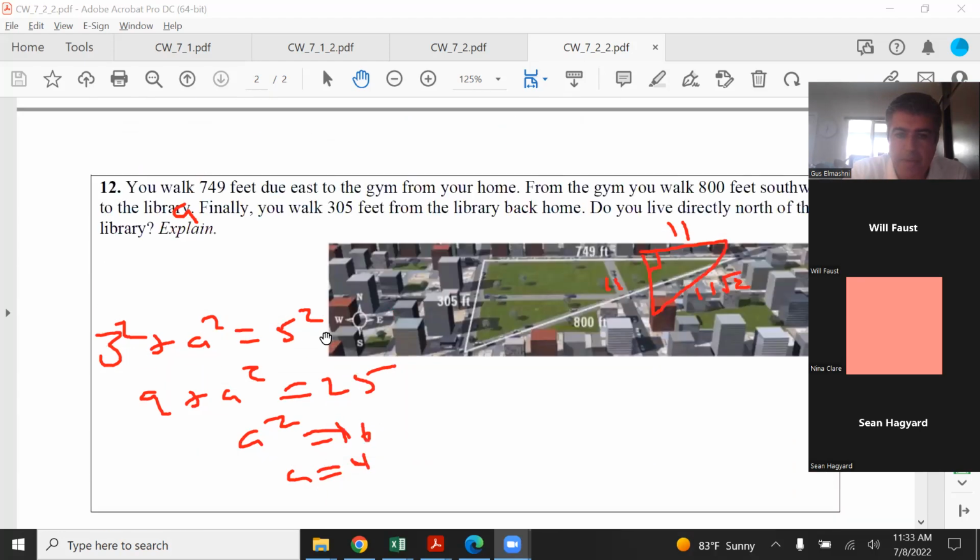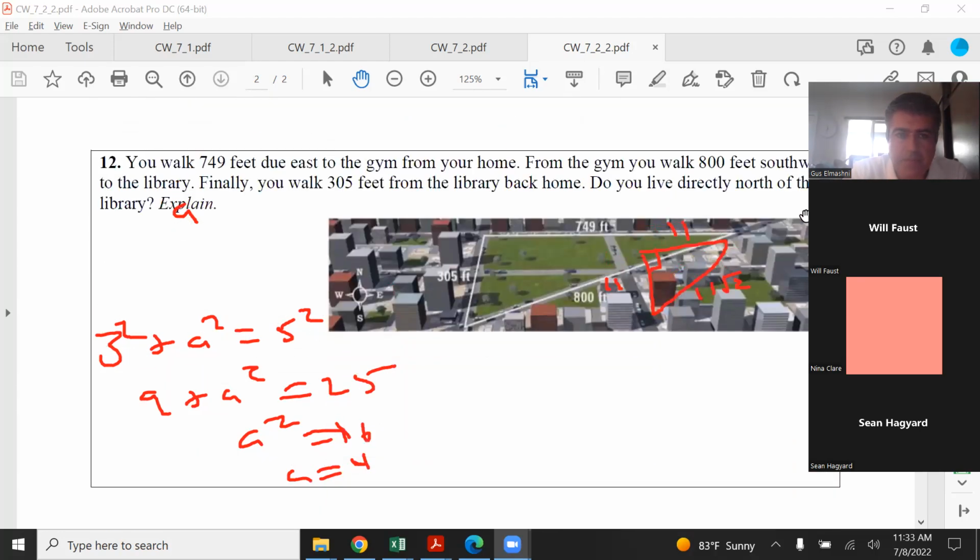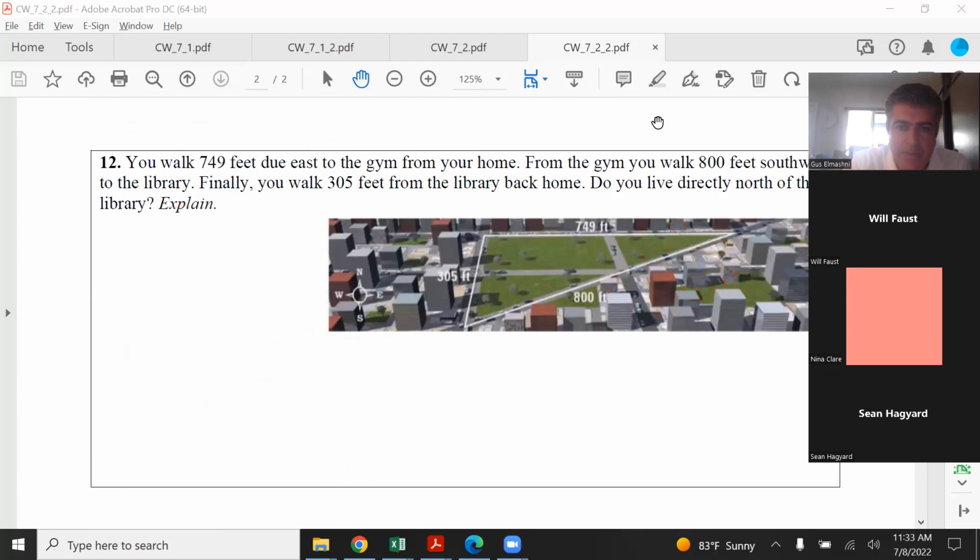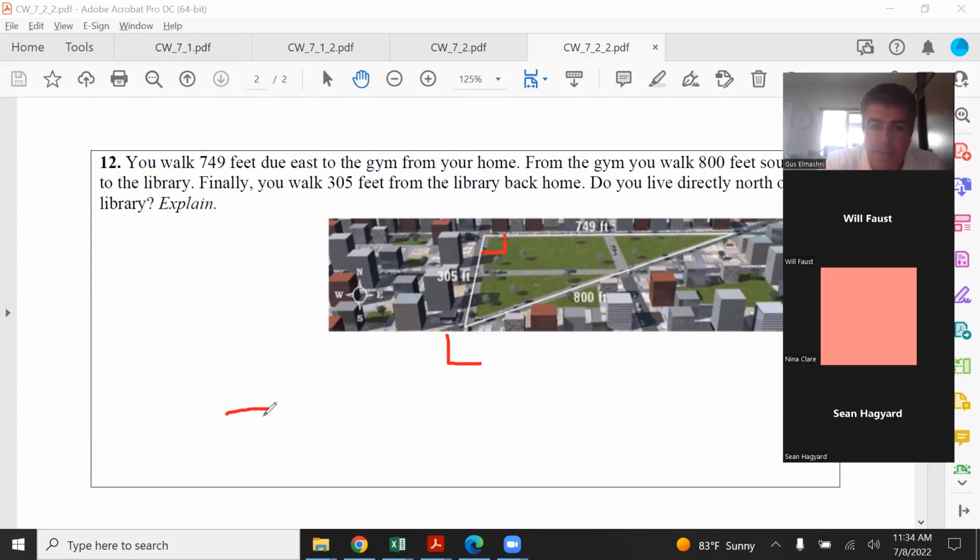And then the word problem down here. You walk 749 feet due east to the gym from your home. From there, you walk 800 feet southwest. Finally, you walk 395 feet from the library back home. So the library is right here. So you're curious to know if this is a right angle. So you have to do Pythagorean Theorem. 305 squared plus 749 squared and compare it to 800 squared, right?